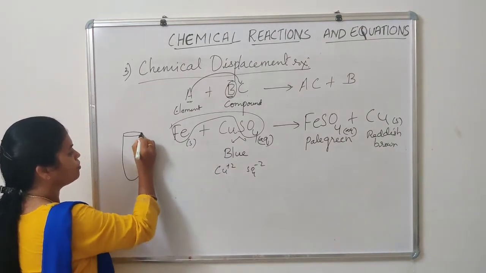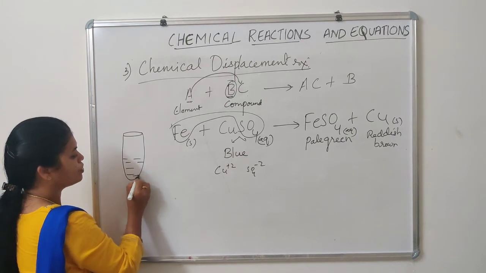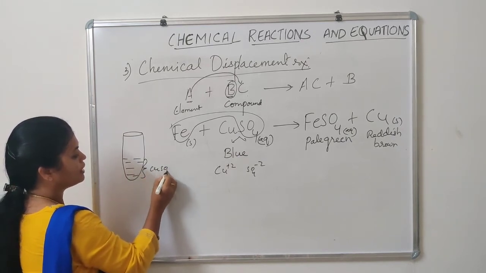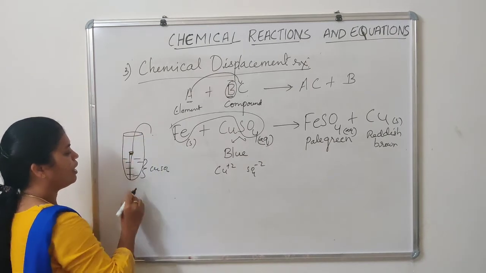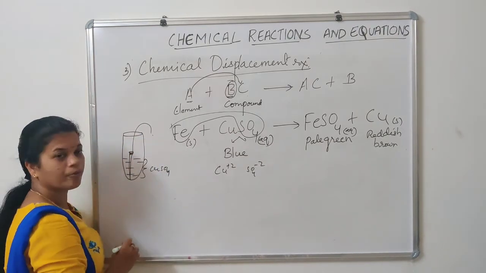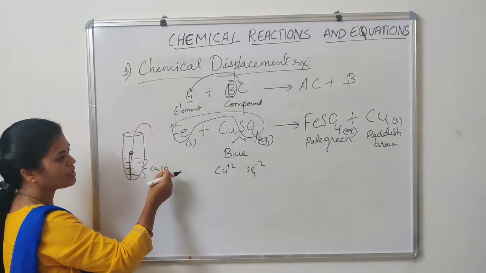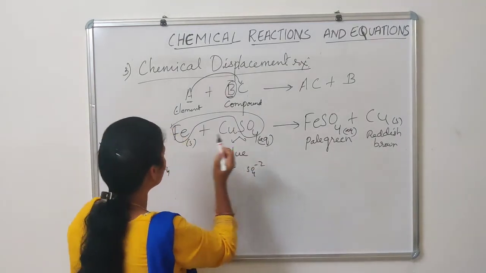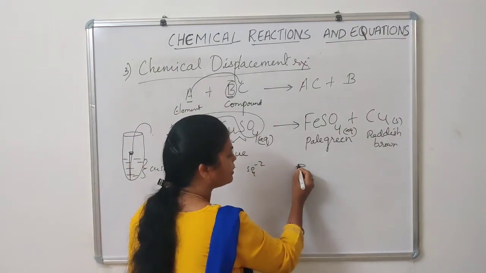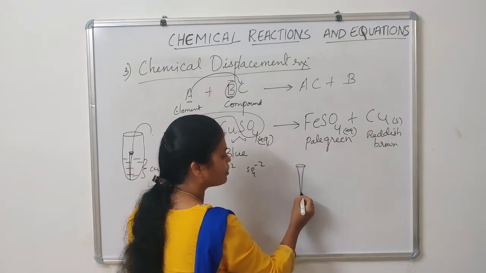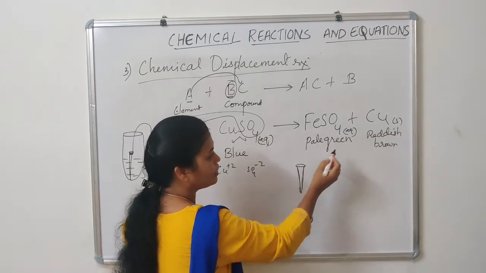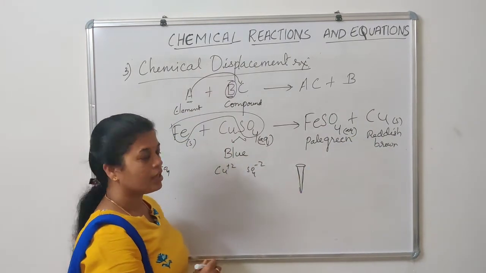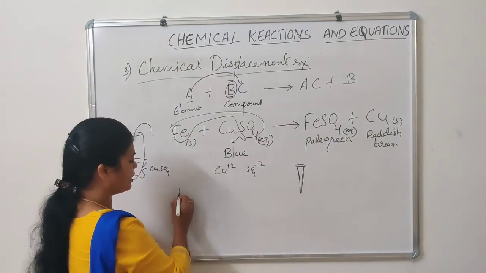Take a test tube, take the copper sulfate solution and then dip an iron nail into it. You can just tie it with the thread and leave it for some time and take out that nail. You can see that reddish brown is coated on the iron nail. The iron nail looks reddish brown. It is coated with which metal? Copper metal.